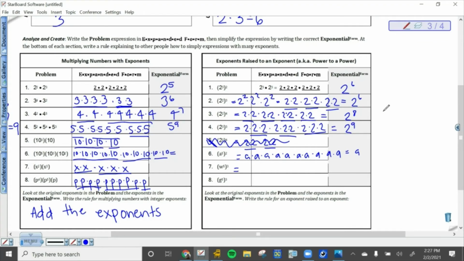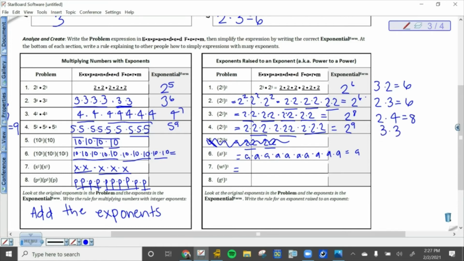And then over here, what did we do to get to the final answer? What did we do with the exponents this time? Yeah, because 3 times 2 equals 6. 2 times 3 also equals 6. And what's 2 times 4? 8. So that became 2 to the 8.